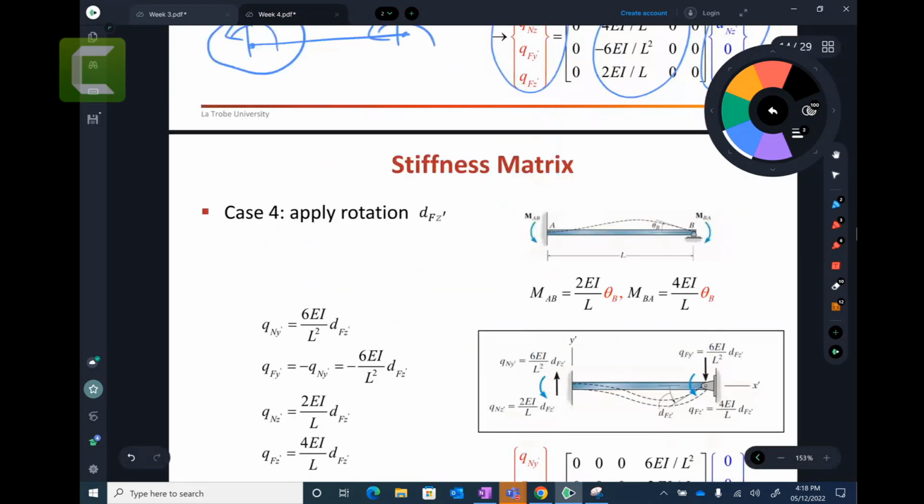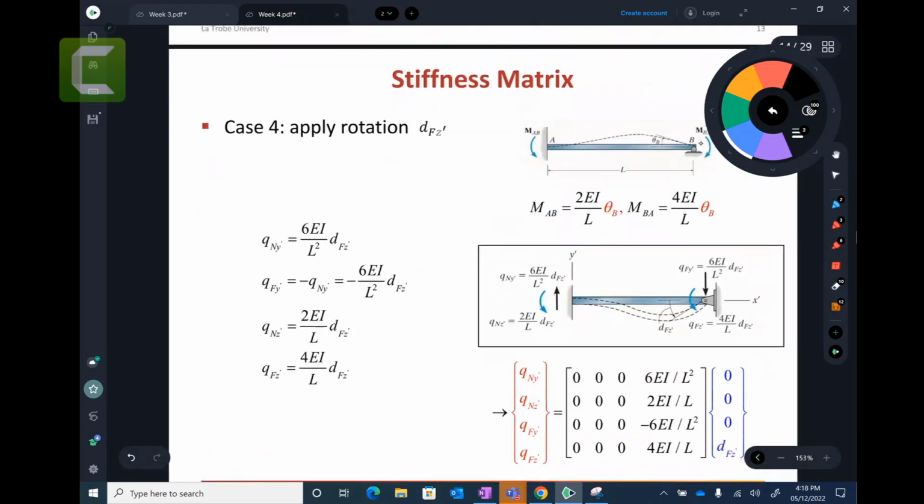Now next, case number 4. That last coordinate that I applied the unit rotation here, I want to create the unit rotation. The amount of moment required to create the unit rotation would be 4EI on L, and this rotation is represented by D, F, Z dash. And the reaction moment would be 2EI on L, half, that goes on the other side. All these reaction forces are also created because of these fixed supports. And you put it in the equations and put it in the matrix forms.